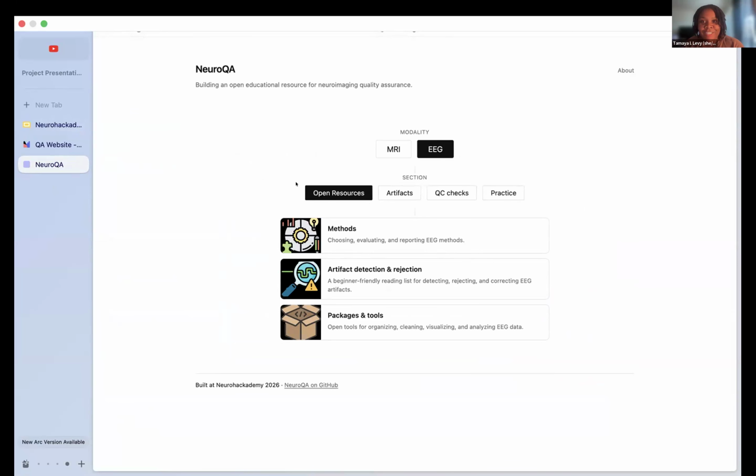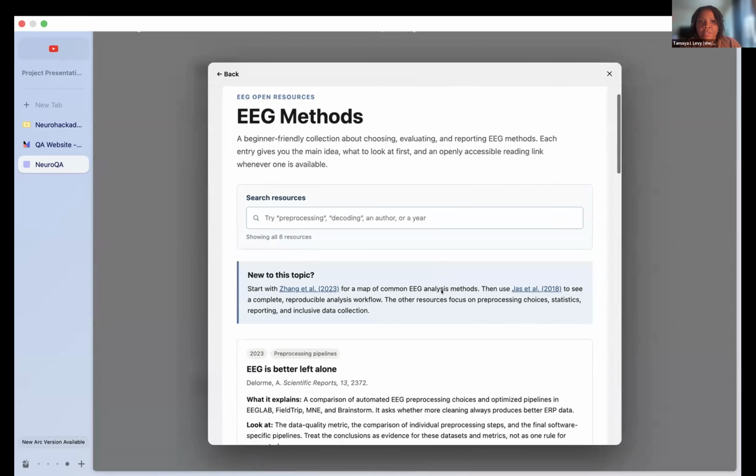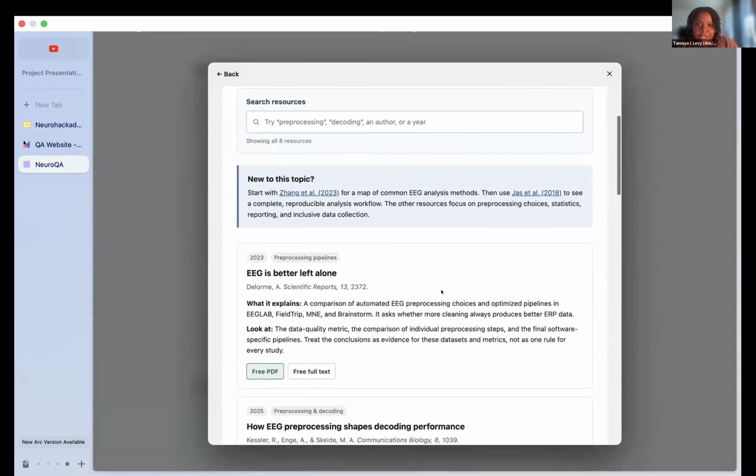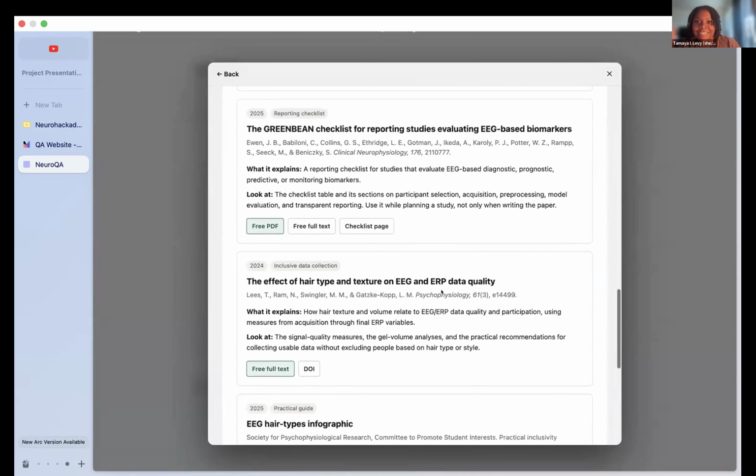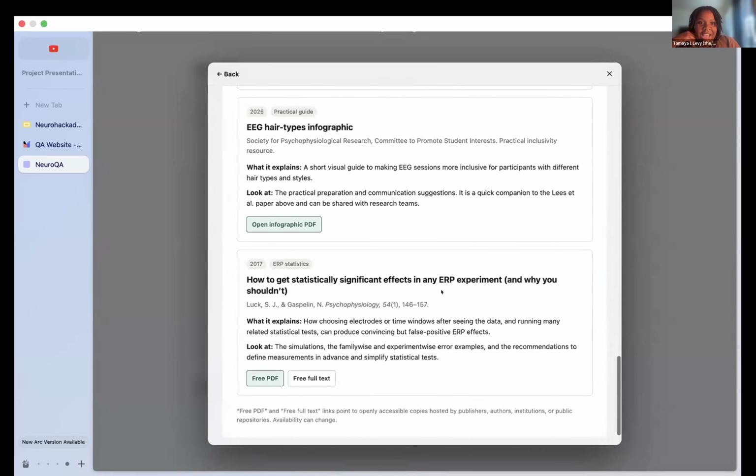Yes. So first in this walkthrough of the website, we'll be going over the EEG open resources here on the screen. First, we organize the resources into 3 broad groups: methods, artifact detection and rejection, and packages and tools. Methods focuses on articles about choosing and evaluating EEG methods, because we know QA and pre-processing can look very different across many studies.